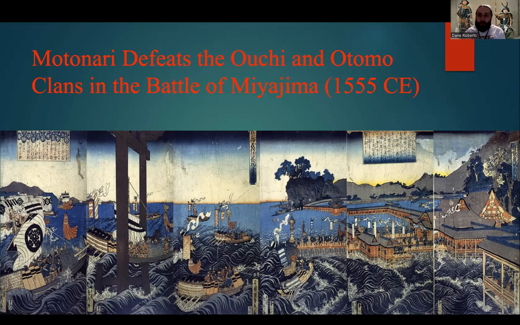So Motonari came up with a solution. He politically and militarily lured the two clans to this island to occupy this temple because his spies had informed him that they weren't necessarily aware of the weaknesses of the temple, how undefensible it was. So he lured them to the temple, and then once they had occupied it, he gathered his army and his fleet and surrounded them and defeated them in this battle, effectively conquering the Ochi and the Otomi clans.